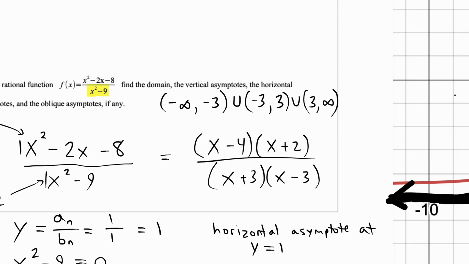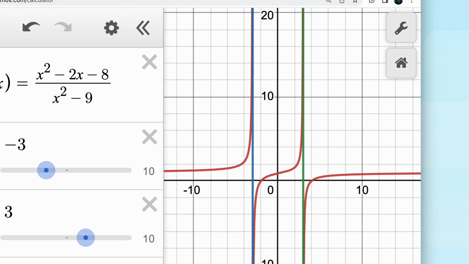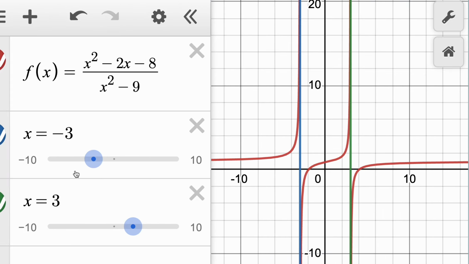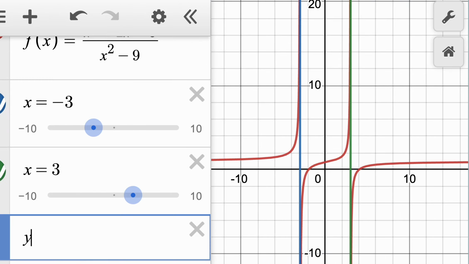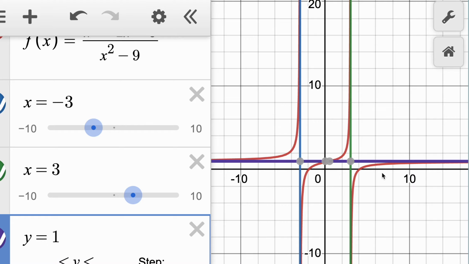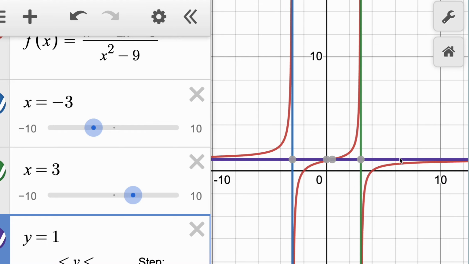So let's look at the graph and see if that's right. So in the program here, you can just type y equals 1, and yeah, that looks correct for a horizontal asymptote. And that's it. There's no other asymptotes.